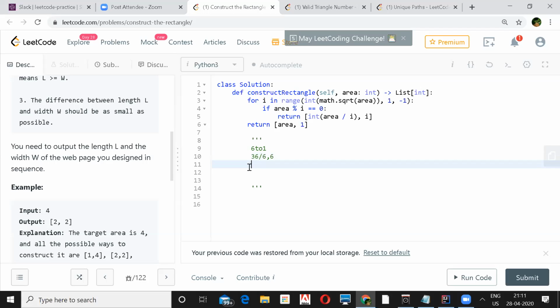But for 4 you are returning at this point, no? If your area modulus i equals 0, you are returning at that point. Line number 5, this is your answer, because this is where you'll have the minimum difference. Actually, since we are starting from the root, both the numbers are supposed to be closer. We are starting from the back side. Had you started from the front side, then you would have updated the answer. So I think that's the trick. Then you need not check all the factors.